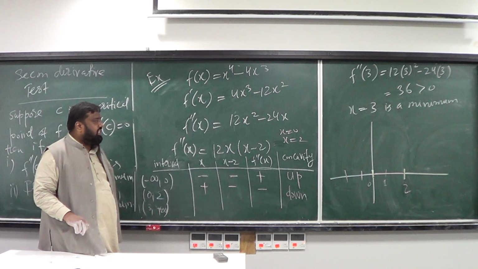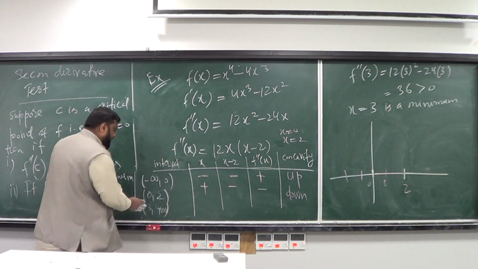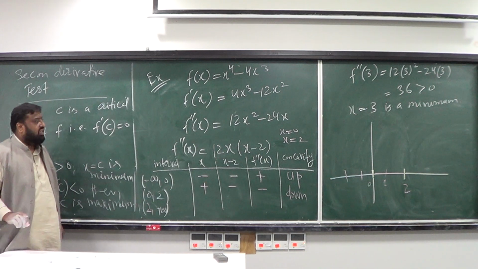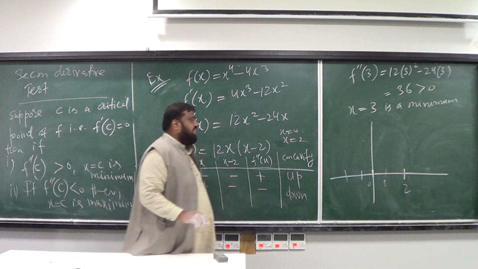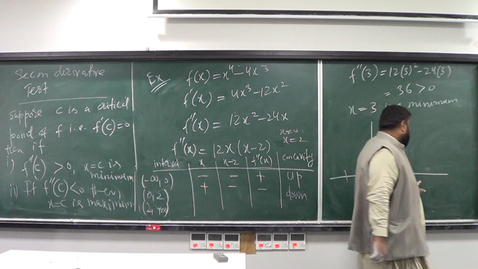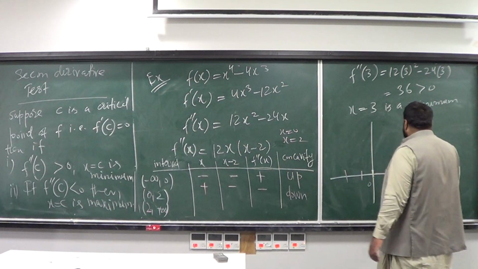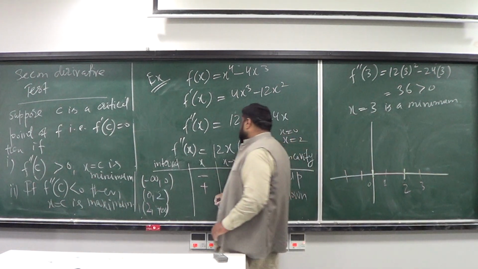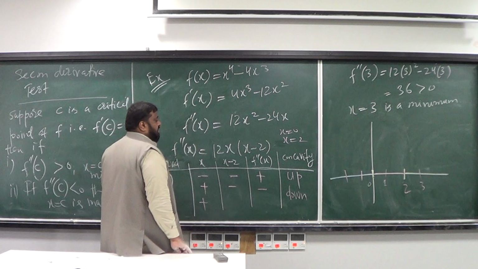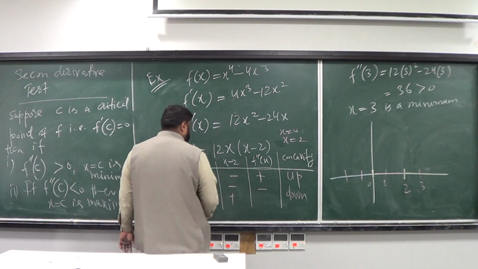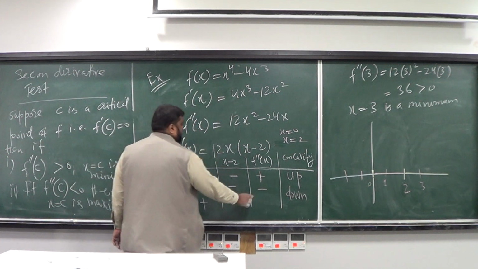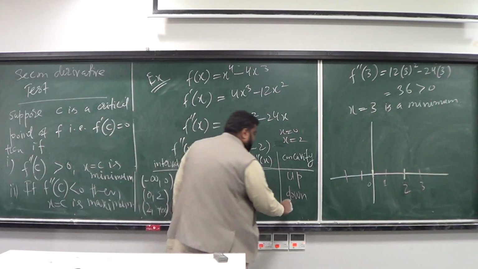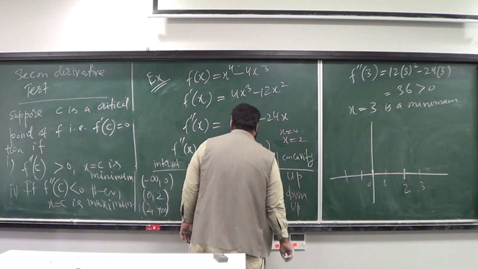How about 3 to plus infinity? So not 3 but 2 to plus infinity. In the interval 2 to plus infinity, what is happening? Take any value, for example 3. If I substitute 3 here, I have a positive number, and 3 minus 2 is still positive, so the product of these two numbers is positive. So the curve is concave up again.